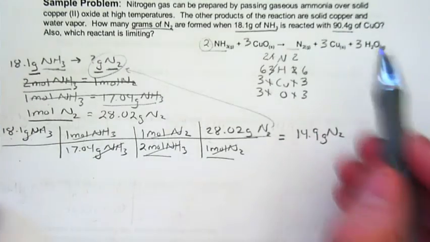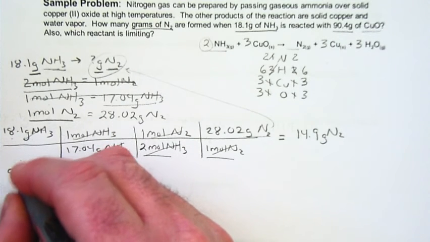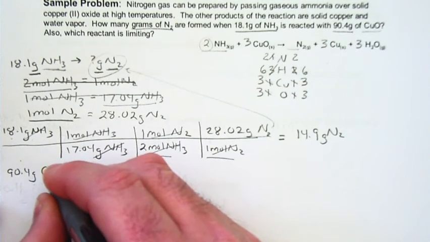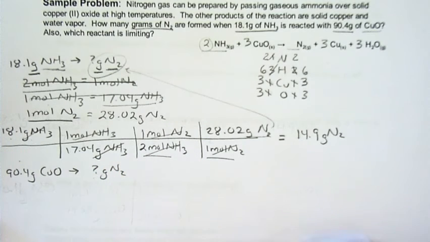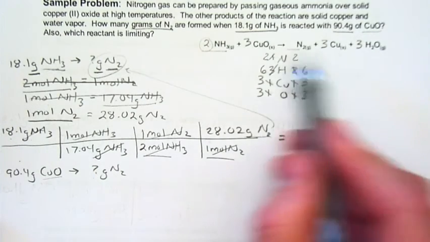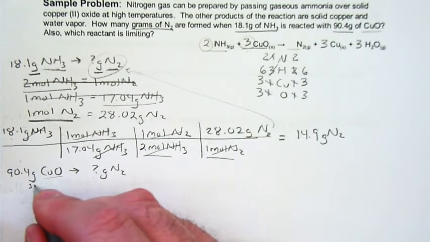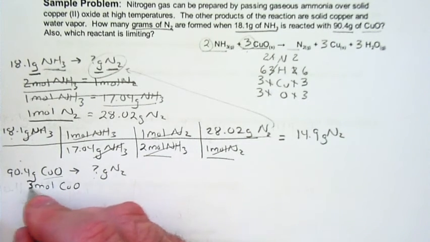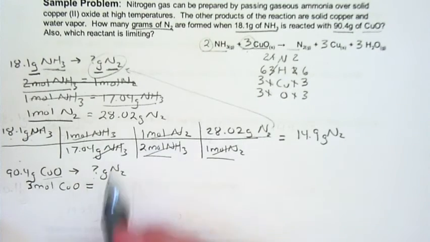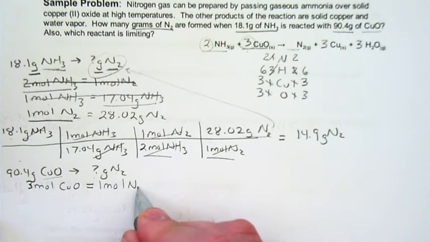I'm going to have 90.4 grams of copper 2 oxide. So I go 90.4 grams of copper 2 oxide. And again, the question is how many grams of nitrogen? The mole ratio now is copper 2 oxide, coefficient is a 3. So I have 3 moles of copper 2 oxide, so 3 there, equals, again for nitrogen, coefficient is 1. That's 1 mole of nitrogen.